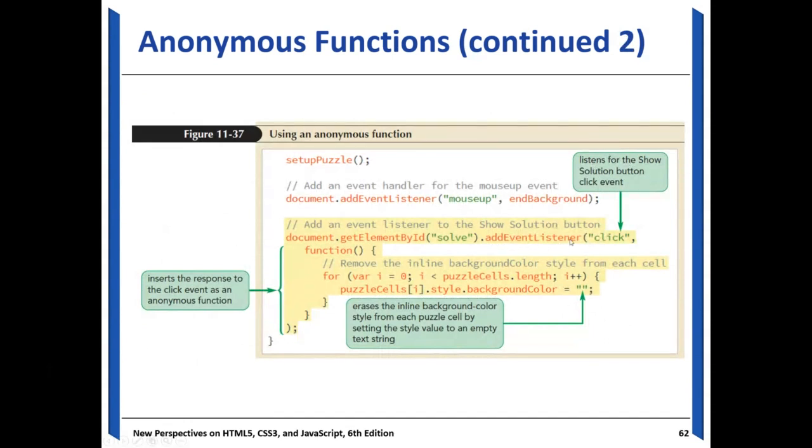We have this event listener for click, so it's listening for the show solution button to be clicked. When it is clicked, this function is going to run. So we added the event listener solve. It was listening for click, and when it's clicked, this is run. You notice it does not have a name for this function. This is an anonymous function.